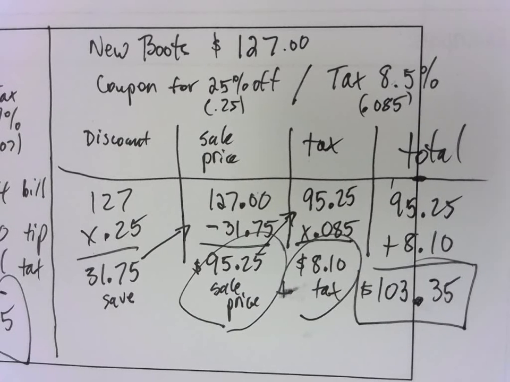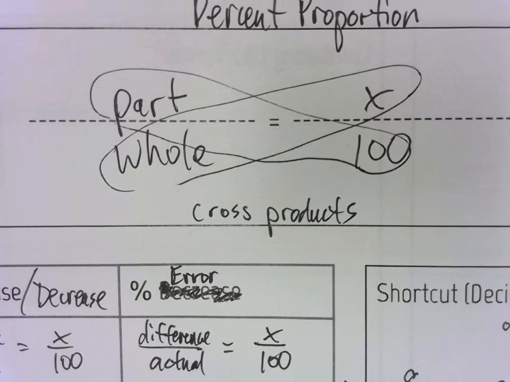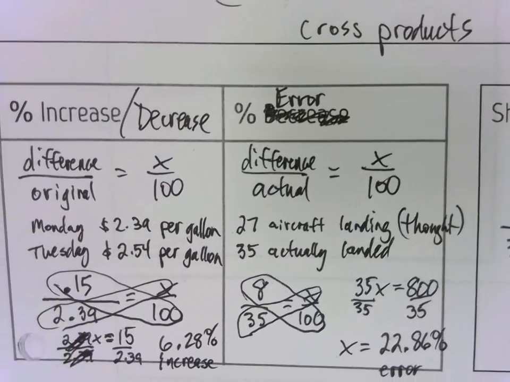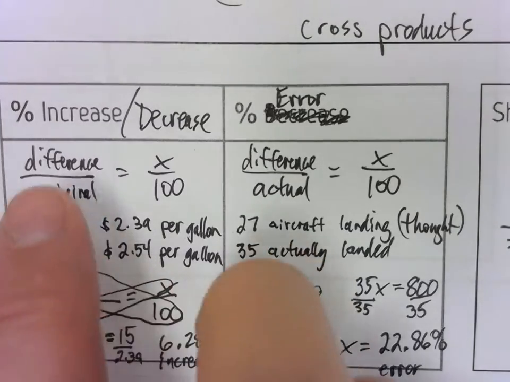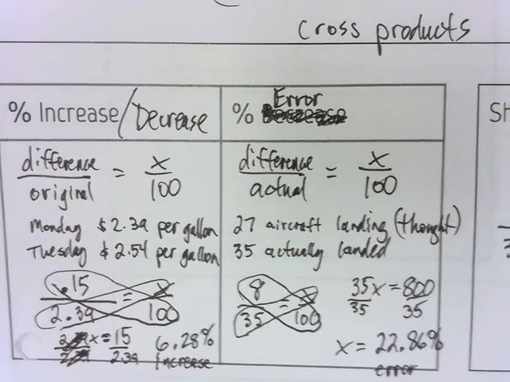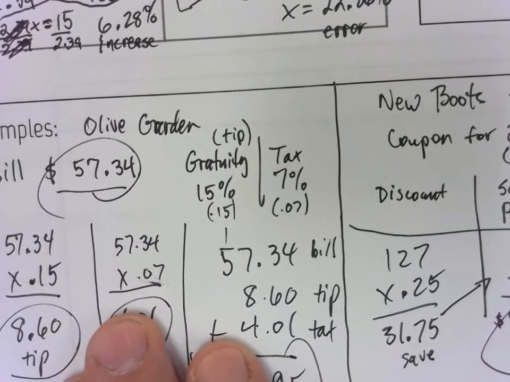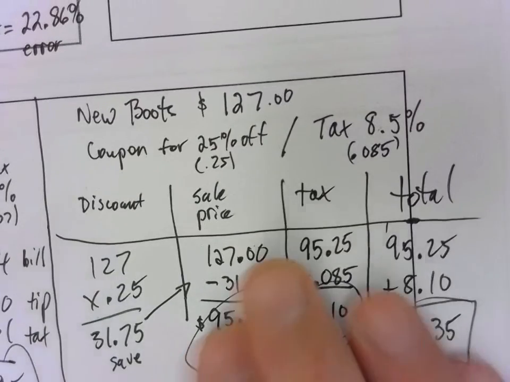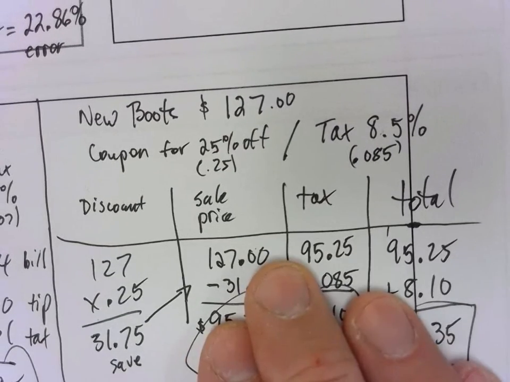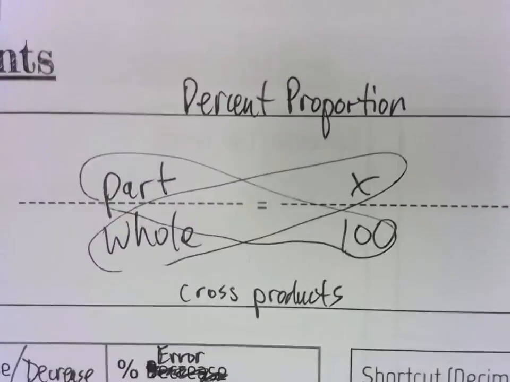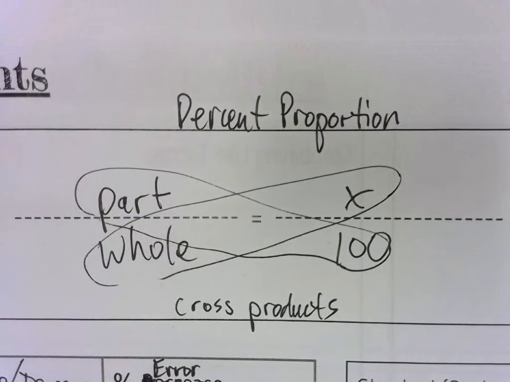So today, soldiers, we have reviewed all kinds of things here on boot camp day number 2. Don't forget this part over whole equals x over 100. We've got some examples here of how difference, increase and decrease versus error works. We've got our gratuity and tax question. We've got our discount and tax question. Hopefully that'll help you out as you continue to march your way through this EOG review.